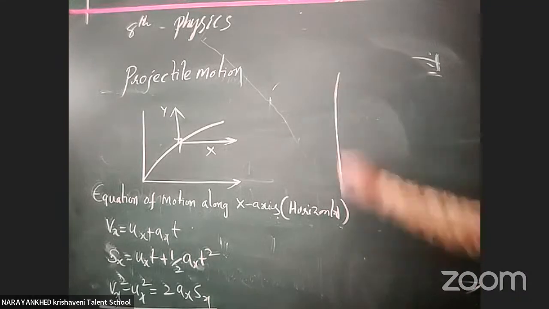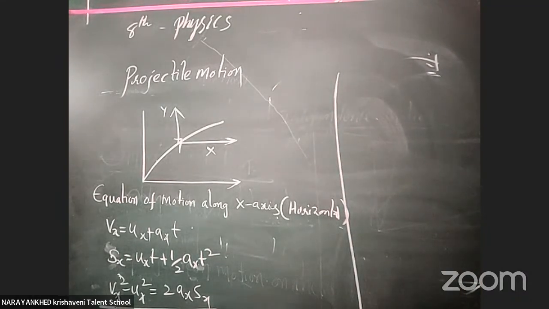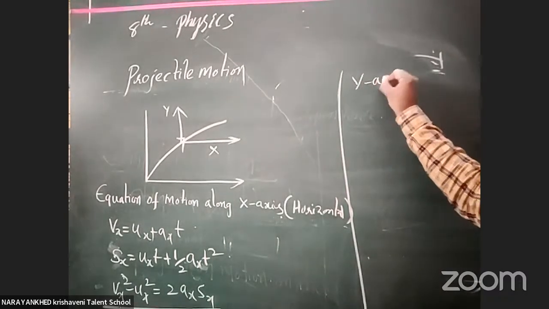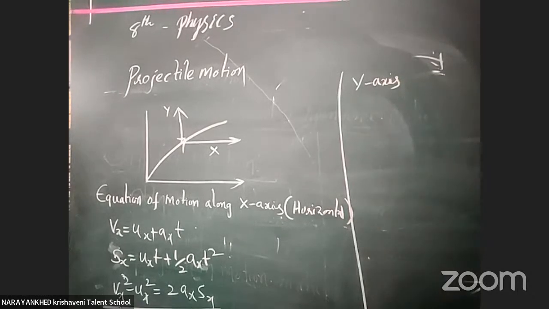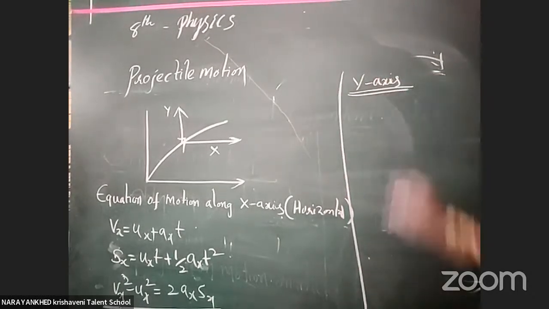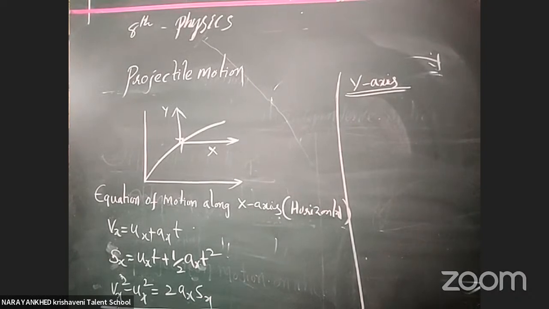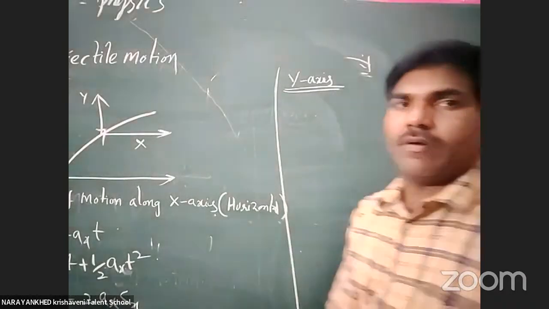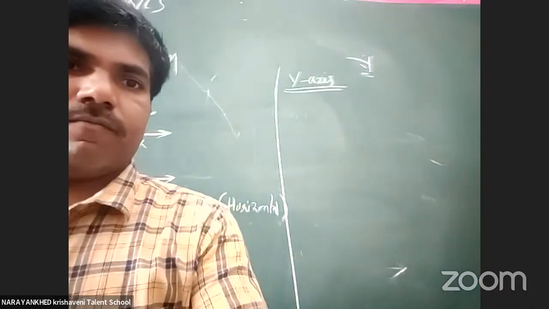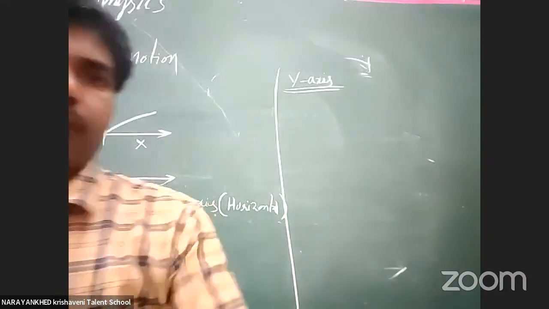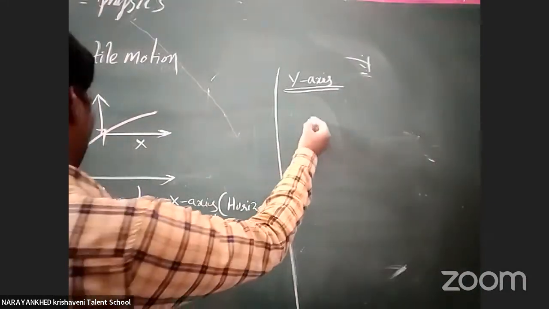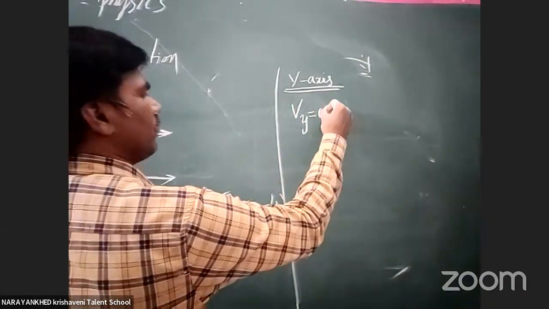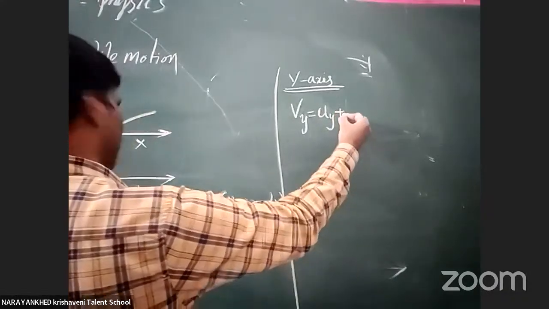Yeah. Next, when we take the y-axis purpose, you know very well that x is there as a subscript. Okay? You have to write it for the y-axis purpose. Now Vy is equal to Uy plus Ayt.